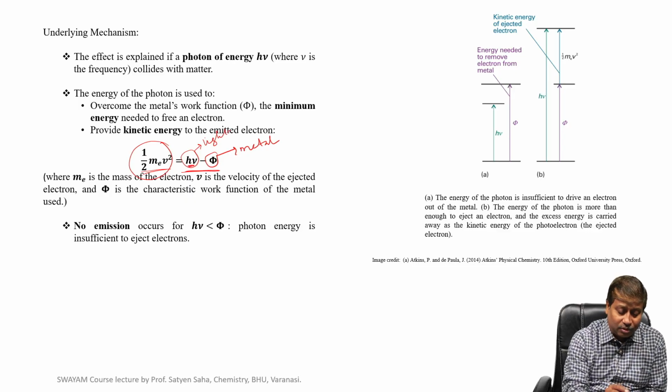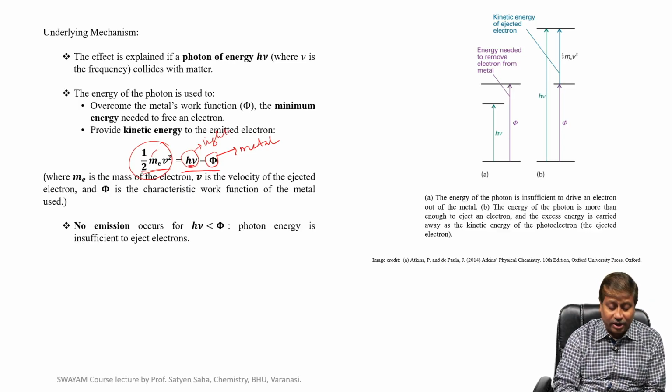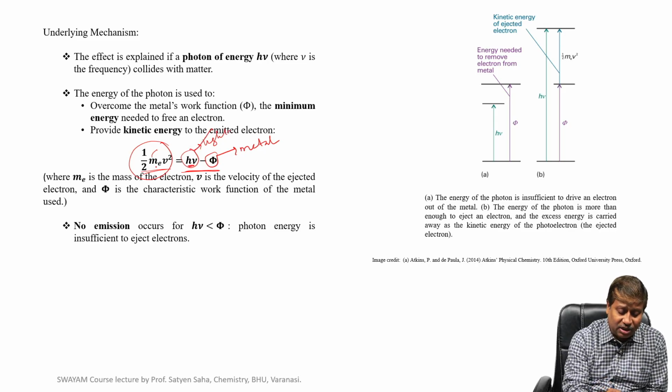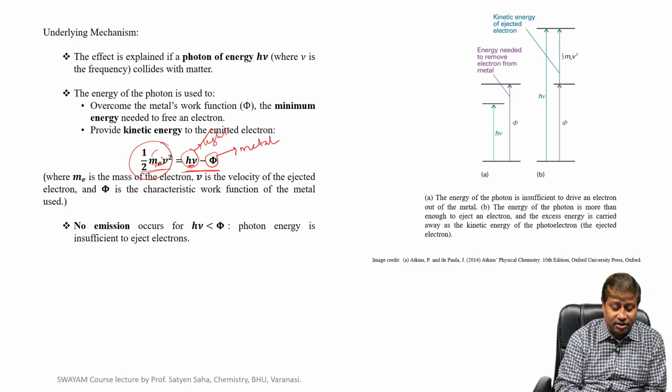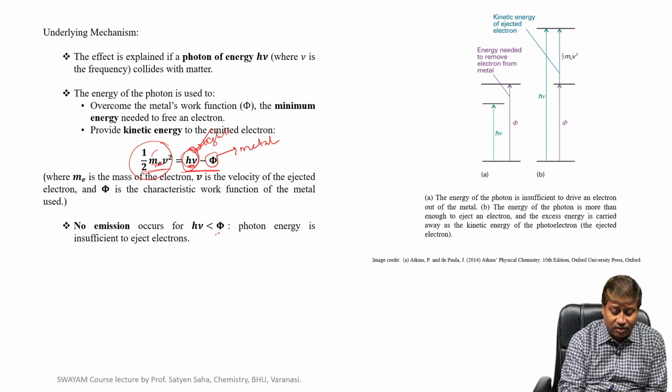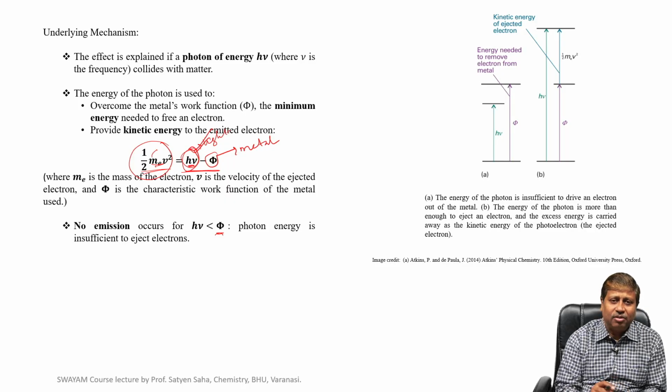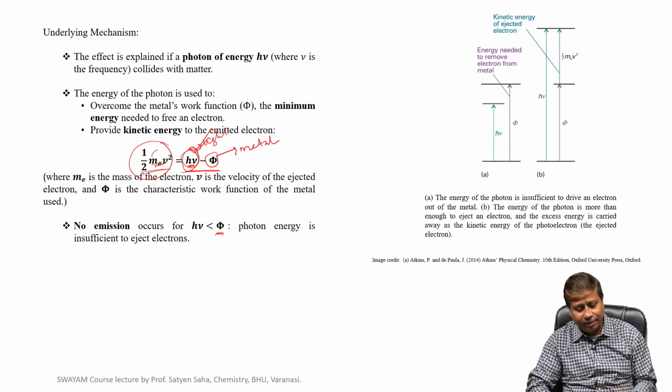So, half the mass of the electron, half m v square, is h nu minus phi, that is the holding power of the electron, known as the metal's work function. When h nu is more, the electron will be ejected with a certain kinetic energy. If the light is lower than the metal work function phi, then what will happen? Nothing, it will not eject. Low frequency light cannot do anything.